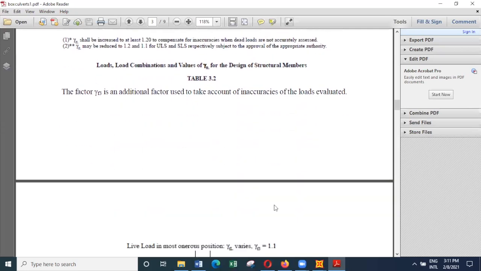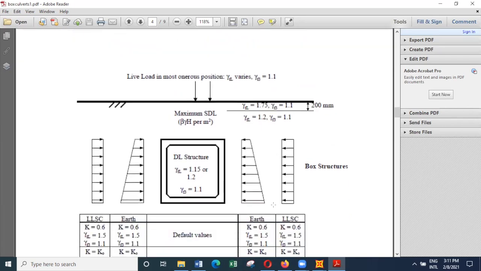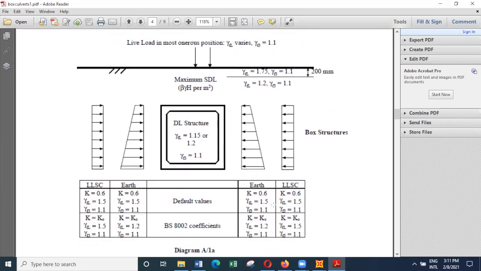So to take account of all these effects, we can consider different load combinations. And here you can see this is the pavement, and a factor of 1.75 can be used. And gamma F3 is 1.1, sorry, not 1.15, 1.1. So you can use a gamma F3 of 1.1.